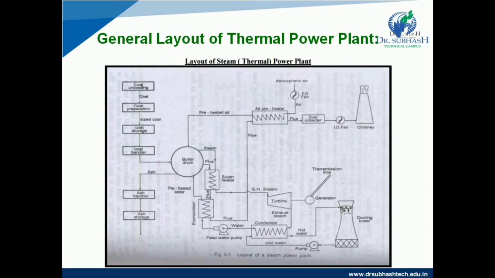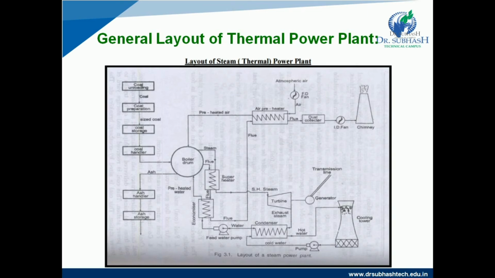I hope all of you have seen the thermal power plant. Right? In that thermal power plant, we have already seen that a large amount of smoke is produced, and this is one of the causes of global warming, because all the smoke produced in the thermal power plant definitely pollutes the atmosphere. Right? So this is one of the important disadvantages of the thermal power plant.